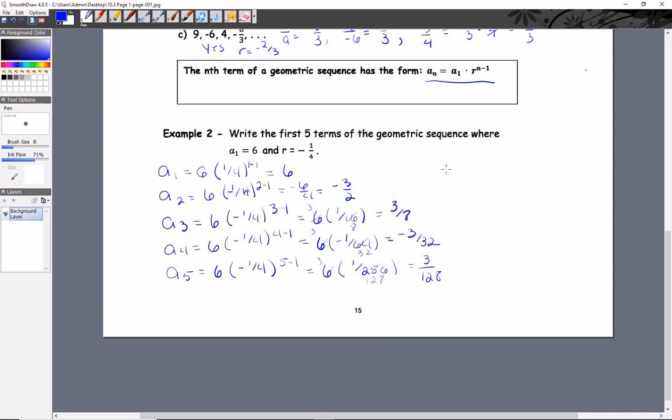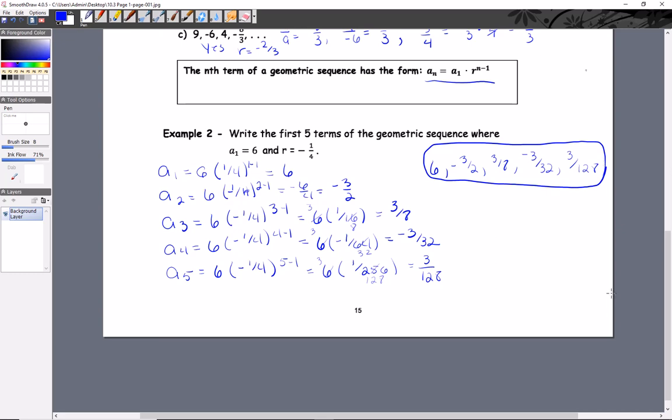All right, so here they all are listed. 6, negative 3 over 2, 3 over 8, negative 3 over 32, and 3 over 128. So there you go. That's how we go about figuring out terms in a geometric sequence.